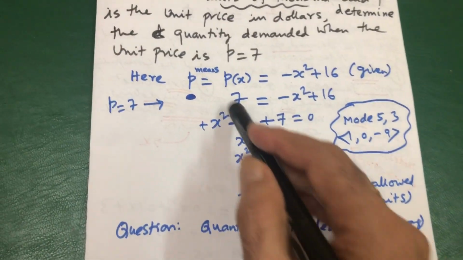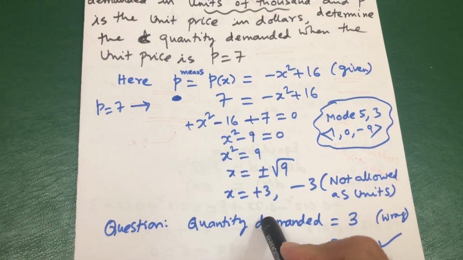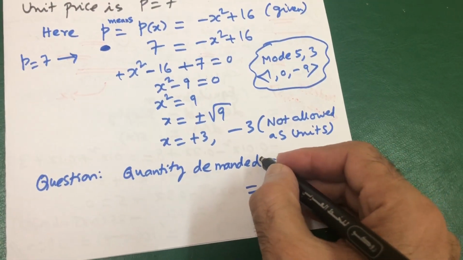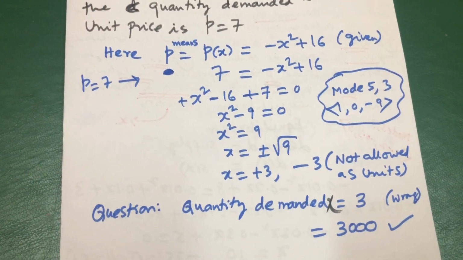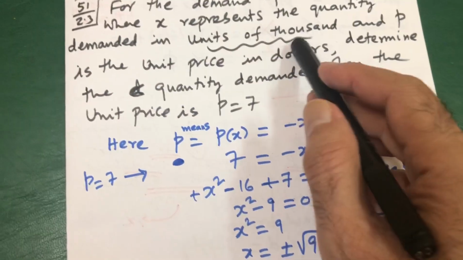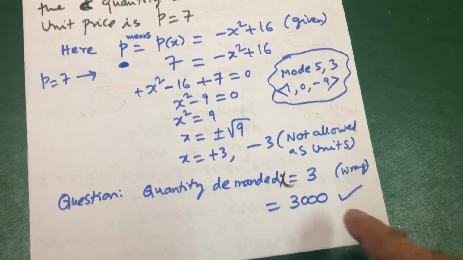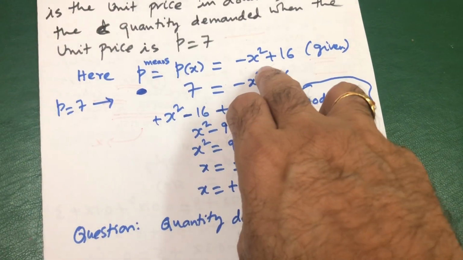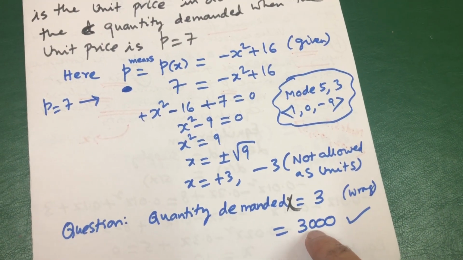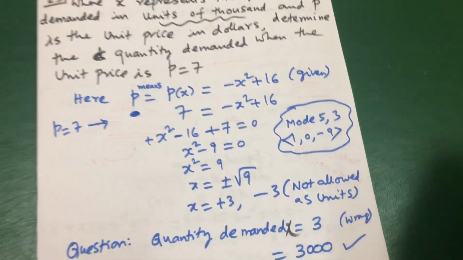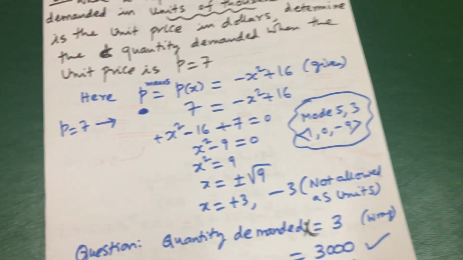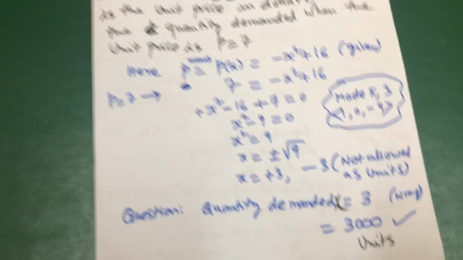So what is the question? Find the quantity demanded. Quantity means x. X is equal to 3 is your answer. But you have to say 3000, because the answer is in thousands. What is the difference between 3000 and 3? When you want to use it, you have to use 3 as x. But when you want to tell somebody your answer, you should say 3000 units, units of whatever the quantity is.